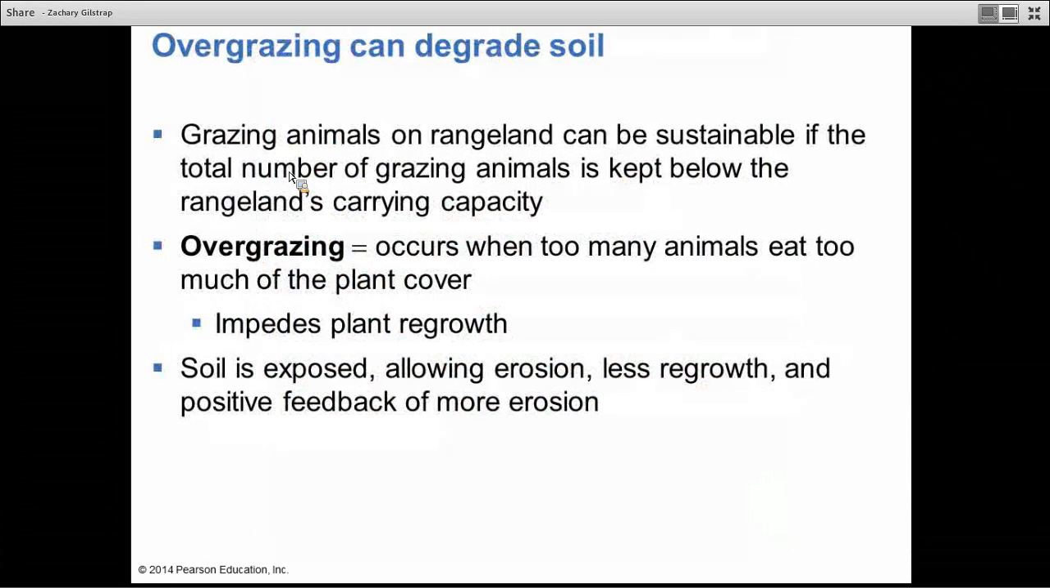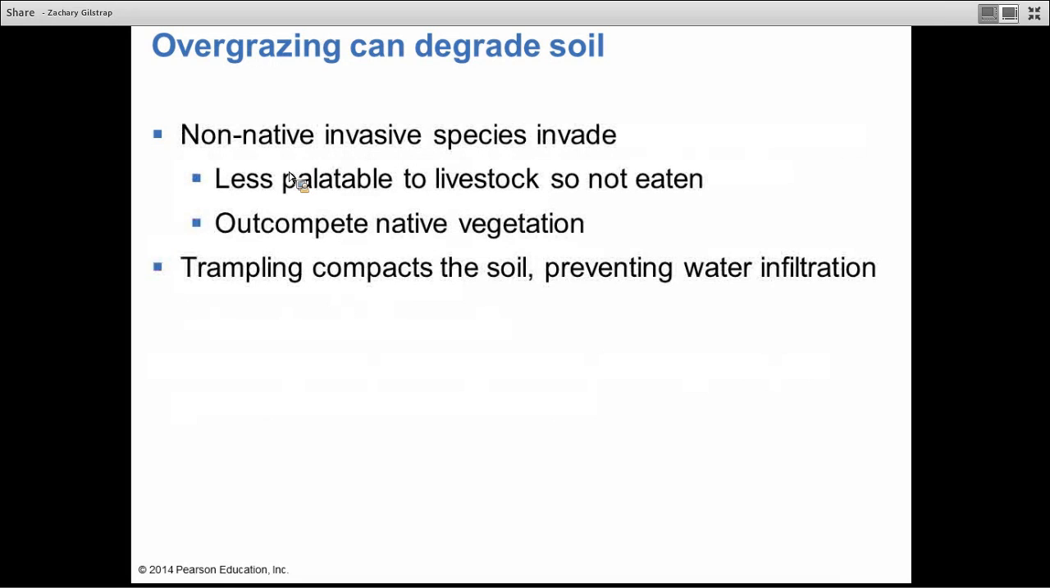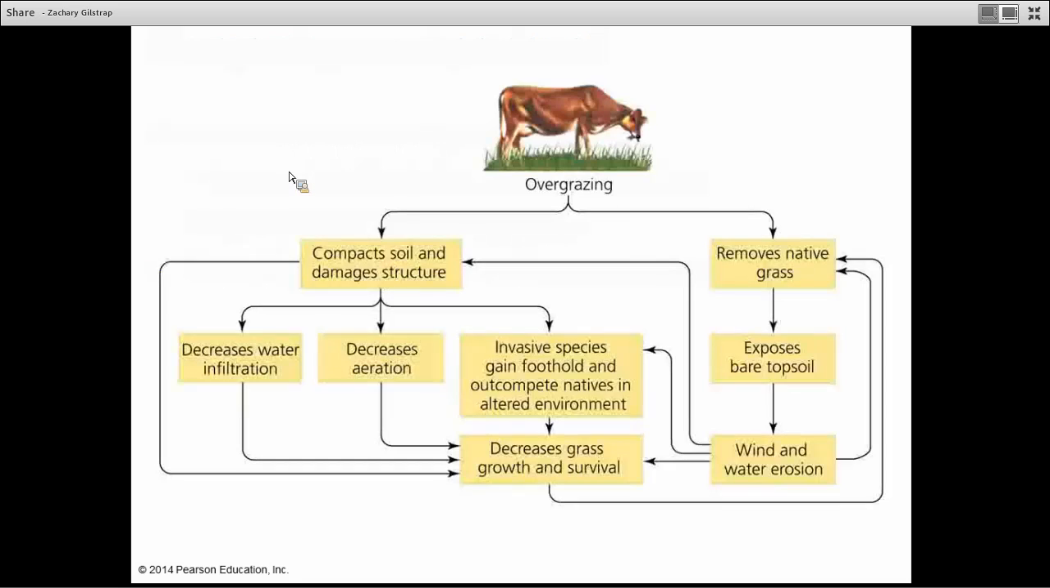So overgrazing can degrade soil. When too many livestock destroy too much of the plant cover, impeding plant regrowth and preventing the replacement of biomass, the result is overgrazing. Non-native and invasive species often invade too. They're less palatable to livestock, so they're not eating them. And we're talking about plants here. These plants will then outcompete native vegetation. Another problem with livestock is that trampling compacts the soil and prevents water infiltration, which is a very important soil function.